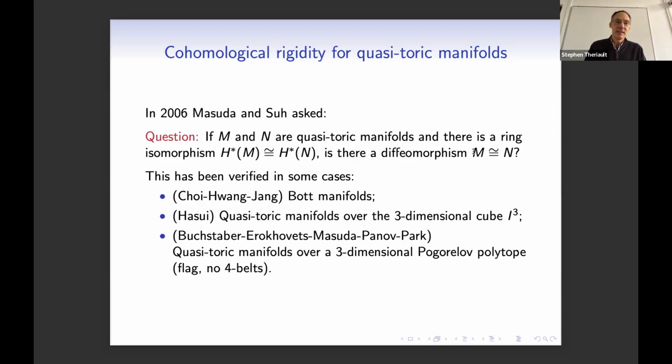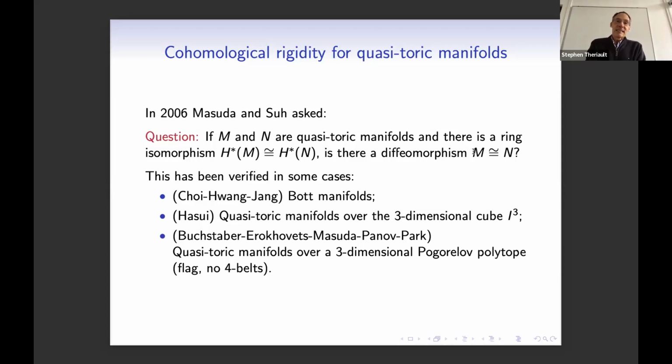So Pogorelov means, it's written there, flag and no four-belts, but what that essentially means is that you can't have any facets that are triangles or squares, but things like pentagons and hexagons are okay. So a football is a Pogorelov polytope, but many other things are not. Okay, so there are several families of quasi-toric manifolds that satisfy this rigidity property. And I think, at this point, the evidence points to Masuda and Suh's question as having a positive answer, but I think we're probably far away from that.